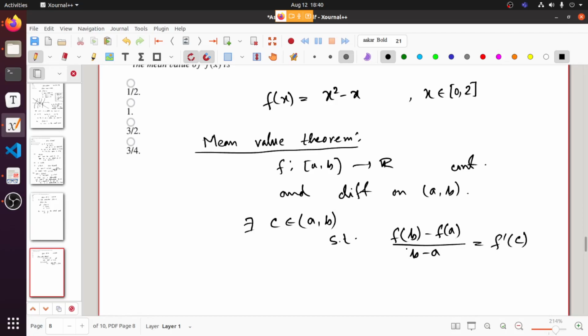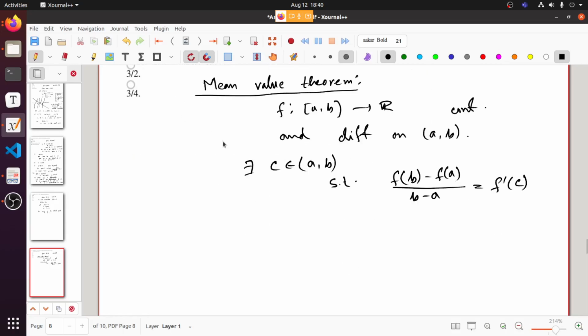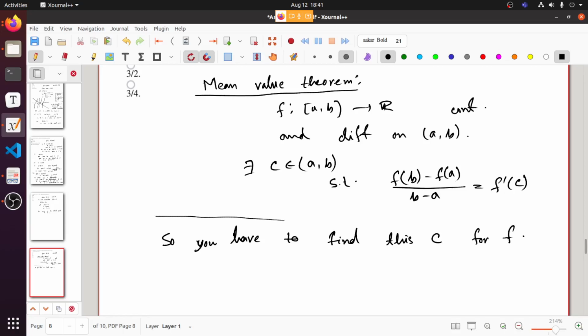So means if you find the slope of the chord joining f a and f b, then the chord will be parallel to the tangent at some point, right? So you have to find this c. This is the mean value point c. Find x. So you have to find this x, this c.